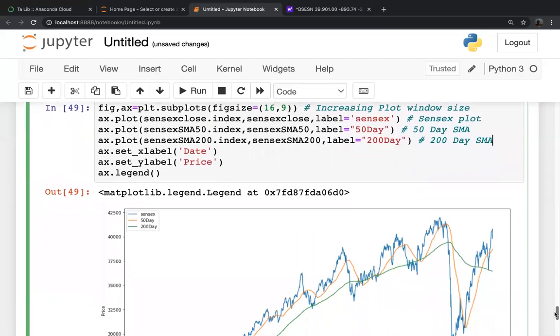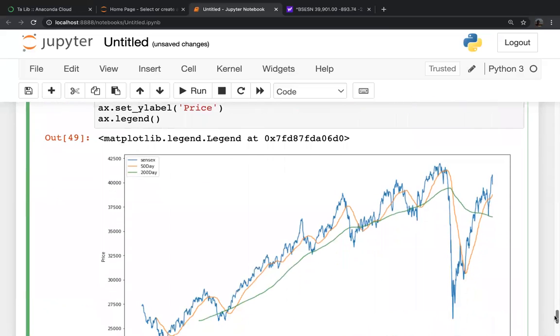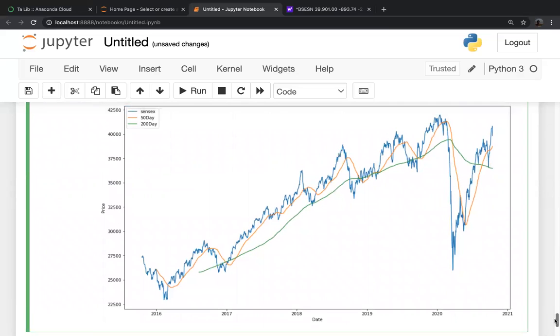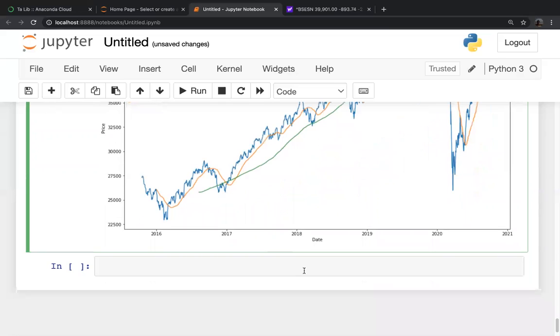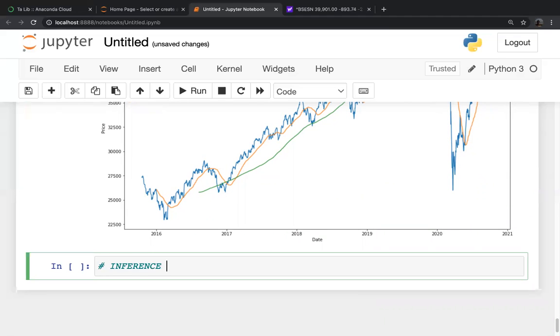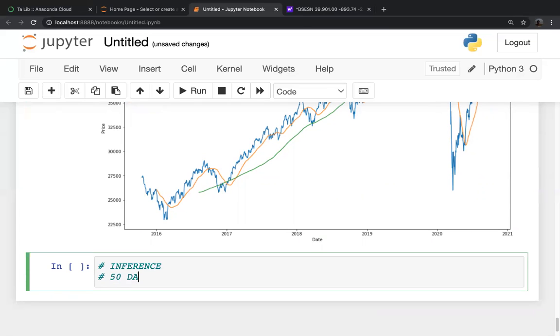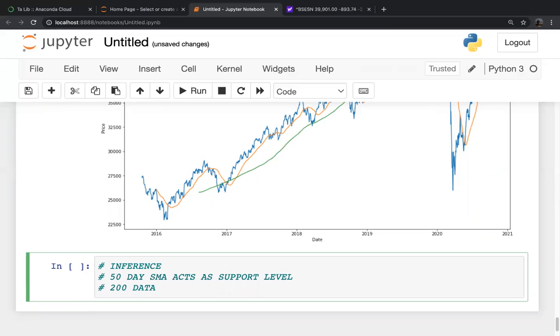Okay, so see here, we are plotting the plot. Now you can see the Sensex, the 50-day line, and the 200-day line. The 50-day line is red or orange color, the 200-day is green color. If you look at the graph here, the 50-day line acts as a support level. The inference here is that the 50-day SMA acts as a support level. Now the 200-day SMA acts as a resistance level.